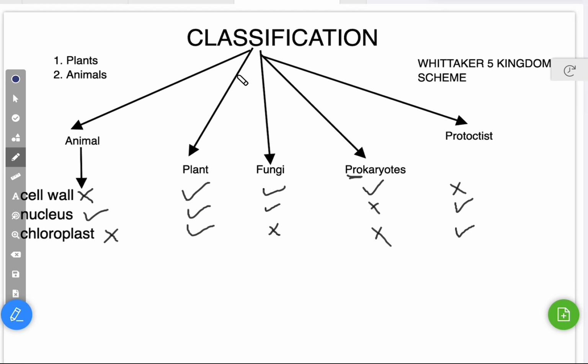initially there were just 2 classification systems. Scientists classified living organisms into animals and they classified into plants, but later on with the development of science they found out that there are many more organisms to exist.